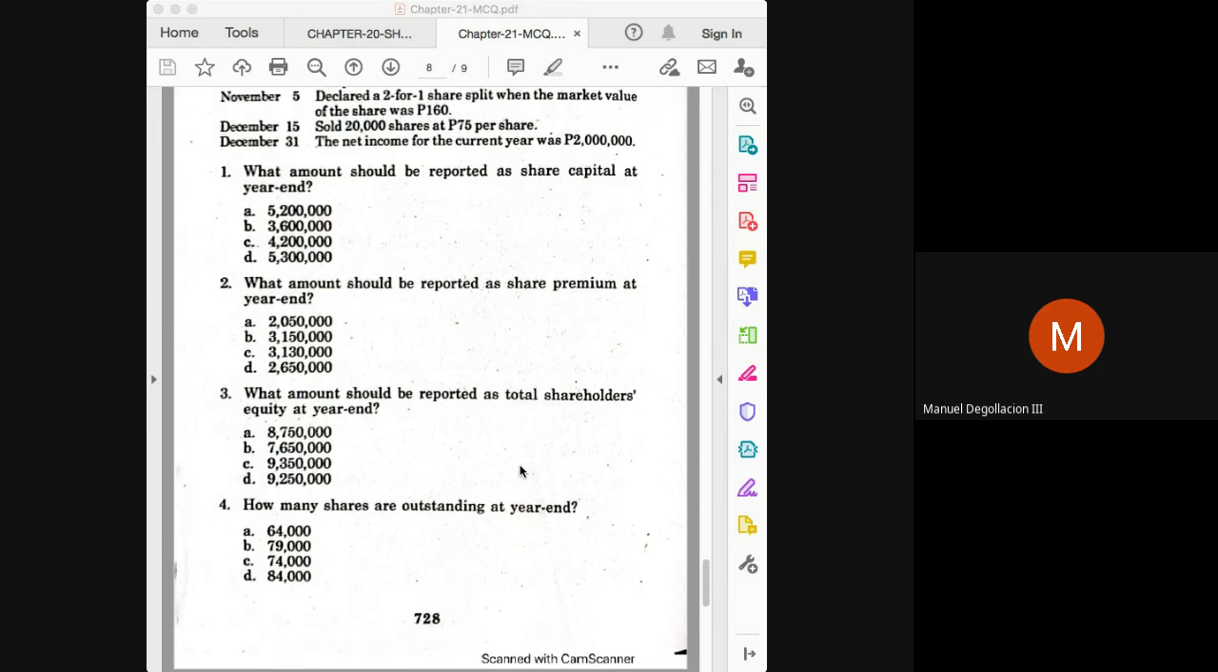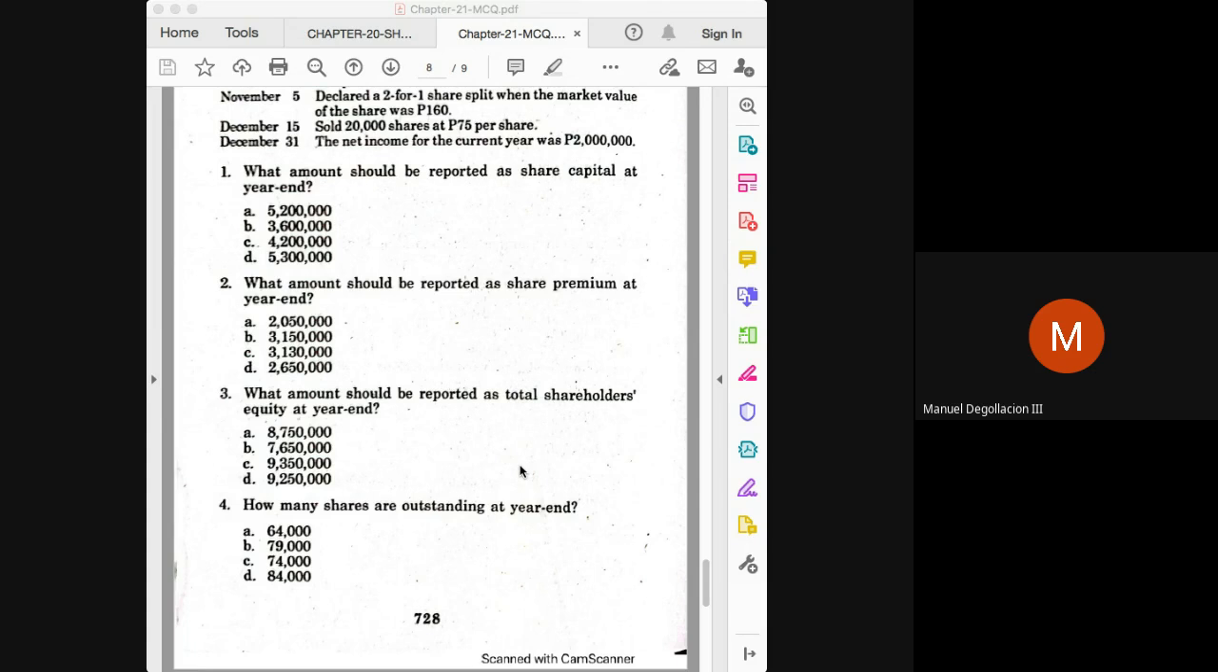Next, how many shares are outstanding? I want us to compute first for our issued shares. From January 1 to February 1, we have 32,000. And then there was a stock split of 2 for 1. So 32 times 2 will give us 64. And then you add the additional 20 on December 15. Our issued shares is 84.